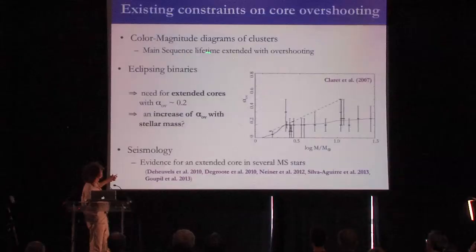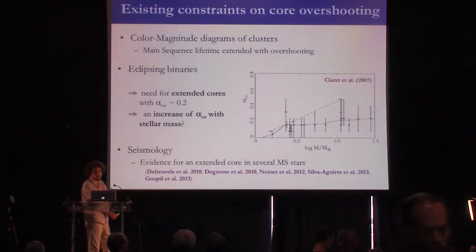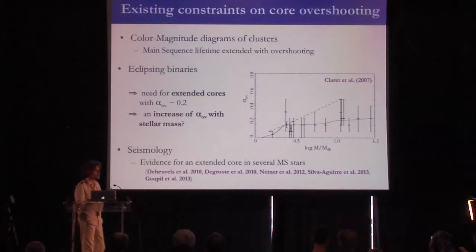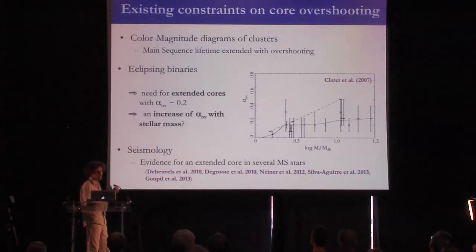I'll be very fast, but open clusters can tell us things about that, because the location of the turnoff in color magnitude diagrams is dependent on the amount of core overshooting. Eclipsing binaries also, if you know the mass and the radius, you can try to constrain the amount of core overshooting. So these methods usually lead to the need of extended cores, and the most commonly quoted value is an overshooting parameter of about 0.2.